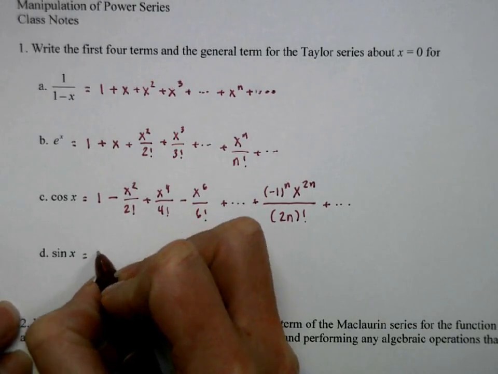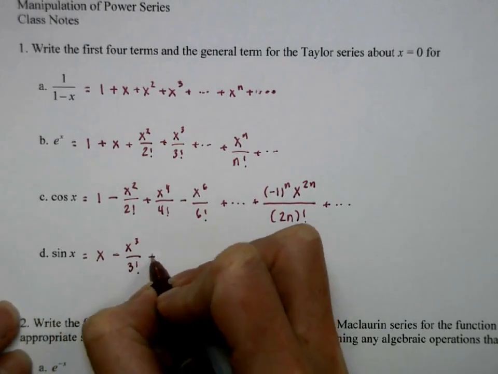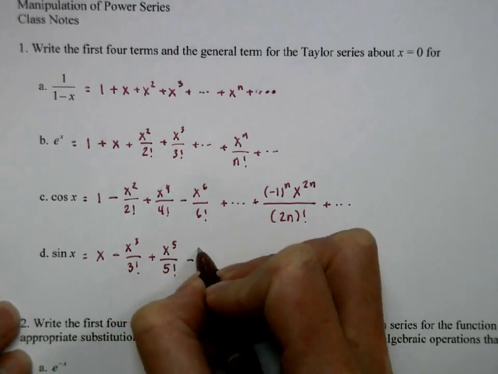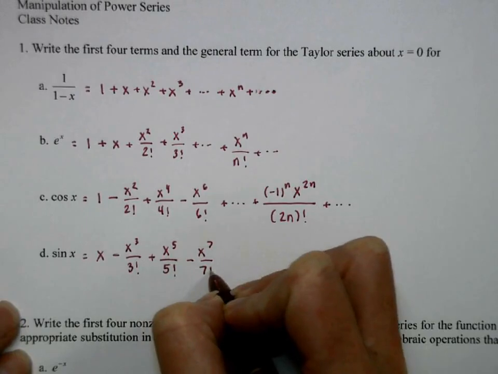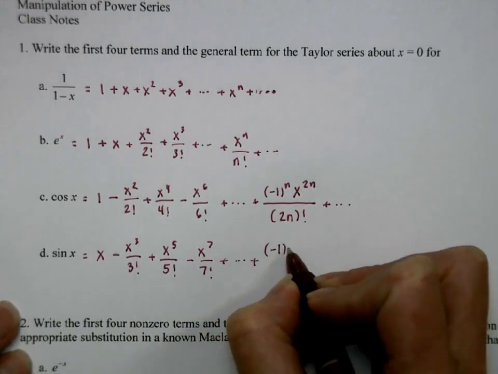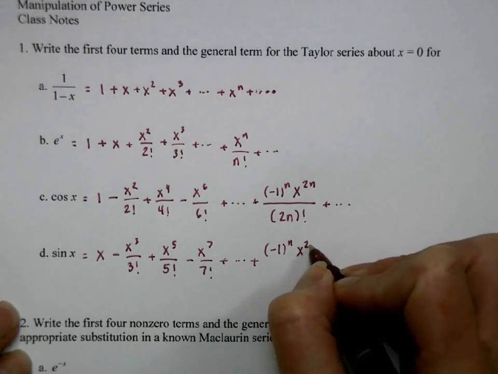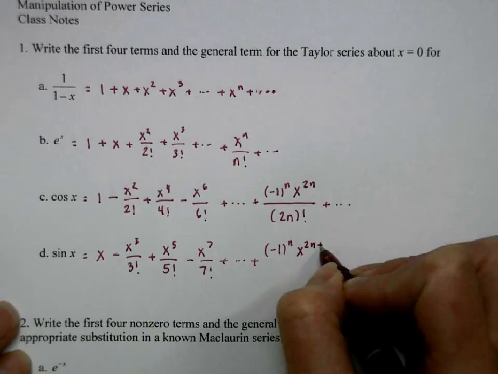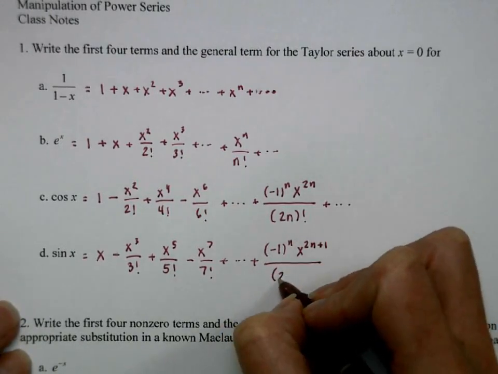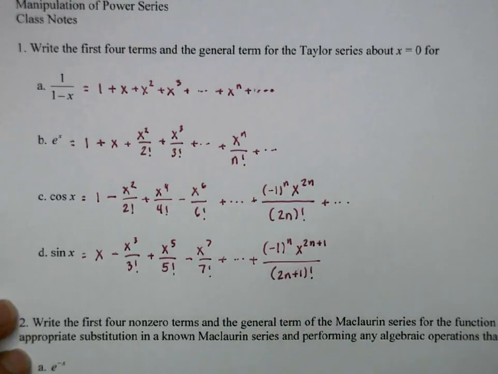And then sine is the odds. So sine is x, it again alternates. Okay, we still have that negative 1 to the n. But this is going to be x to the 2n plus 1 over 2n plus 1 factorial. And these can be minus 1s as well.